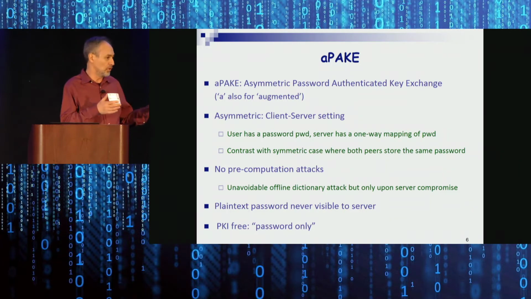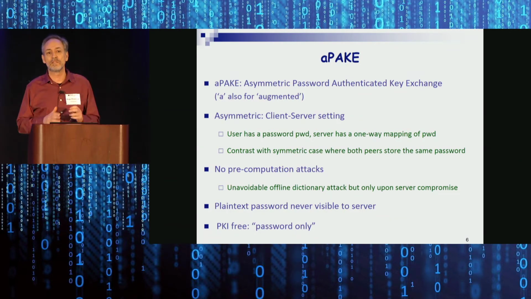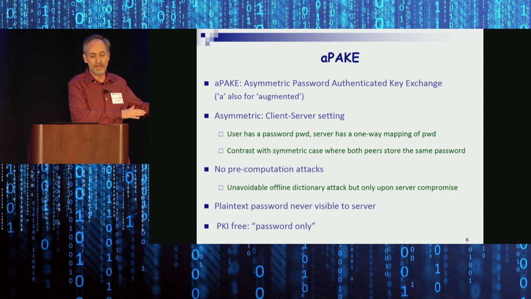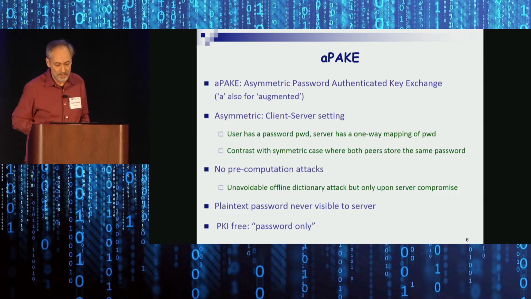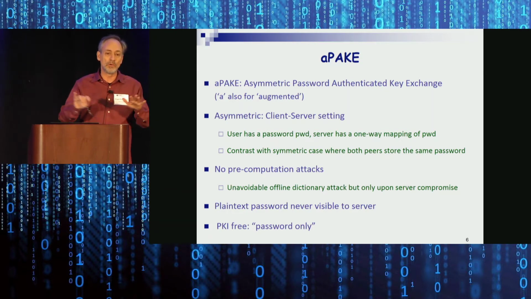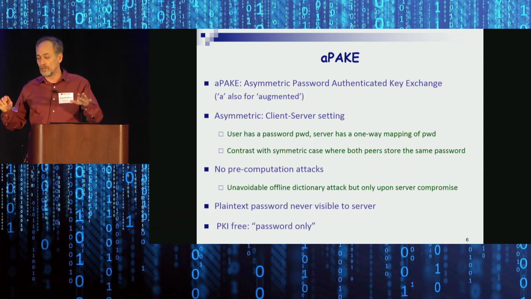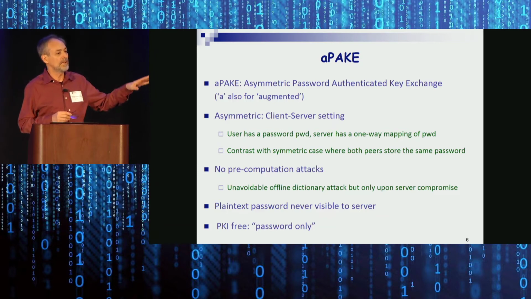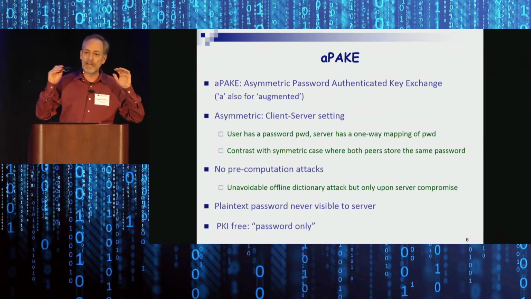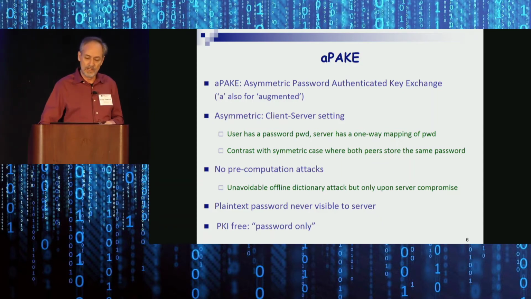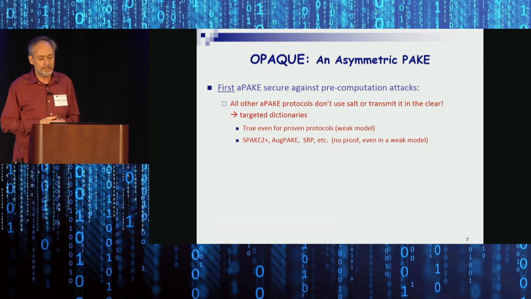Now, to be an APAKE, we want some security assurances. The first one is no pre-computation attacks. It will be open to offline dictionary attacks upon server compromise, but nothing that can help that attack before breaking into the server. We want the plaintext password to never be visible to anyone outside the client domain, in particular not to the server. And we also ask it to be PKI-free, not dependent on PKI. We want the only thing that the user has to take with them and trust to be the password and nothing else.